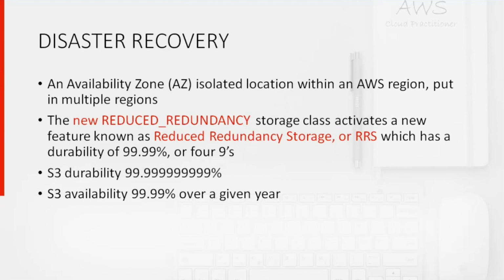The new Reduced Redundancy Storage class activates a new feature known as Reduced Redundancy Storage, or RRS, which has a durability of 99.99%, or 4 nines. S3 durability, 99.999999999%. S3 availability, 99.99% over a given year.